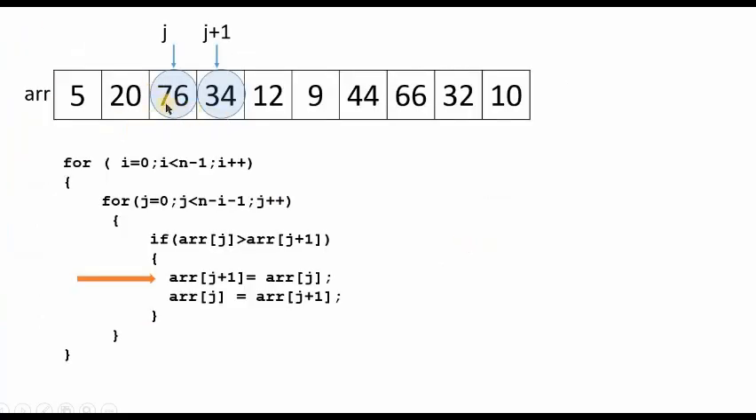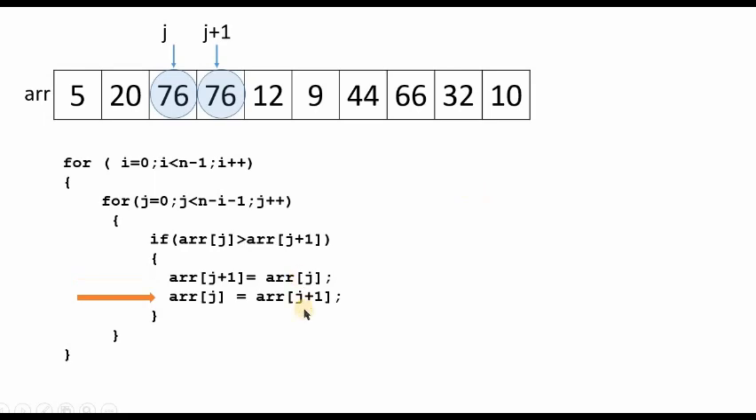Consider this example. I have j at this position. Now I need to compare j and the j plus 1th element. Since array of j is greater than array of j plus 1, I need to swap them. Hence I write the code as, if array of j is greater than array of j plus 1, put the value of array of j to j plus 1 and add the value of array of j plus 1 to j. Let's see what happens when we execute this code. The first statement is array of j is copied to j plus 1. Array of j is 76. This value is copied to array of j plus 1. Hence array of j plus 1 now becomes 76.